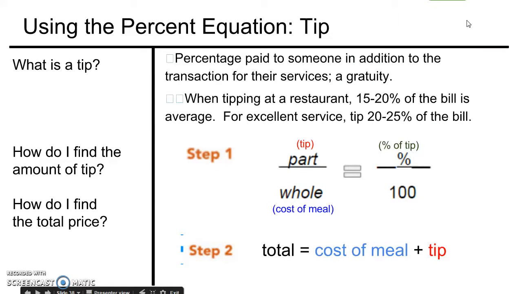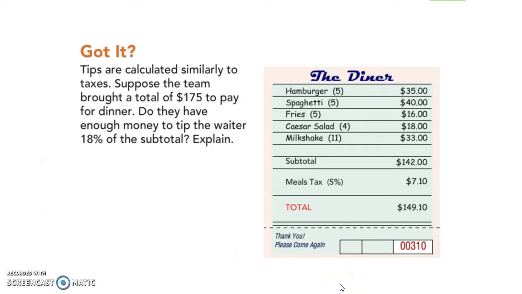Remember, tip is a percentage that you pay to someone, like a waiter, for services that they do for you. So like a waiter at a restaurant, you pay them a percentage of the bill. Again, we're going to use the percent proportion where the price of the meal is the whole, the percent is going to go over 100, and then the tip will be the part. And then also, just like sales tax, tip gets added on to the cost of the meal. So let's try that with an example. Do this one with me. So here we see that we have our subtotal still of $142.